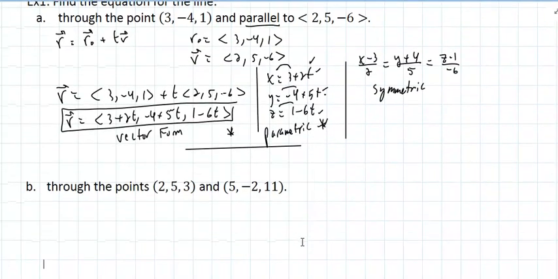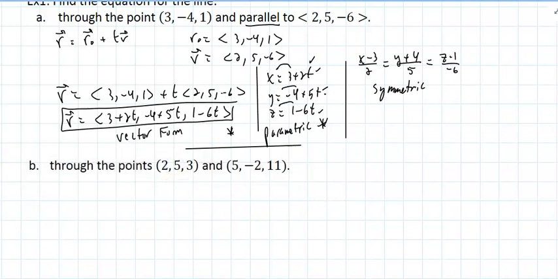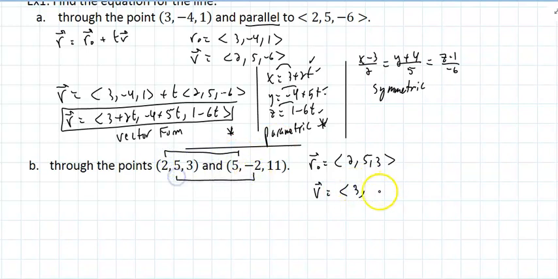And here's another problem. They give me 2 points. Well, I could take r sub 0 to be either of those. I could say let r sub 0 be, it doesn't matter which of those. Let's say 2, 5, 3, go in that order. And to find v, well, I could find v by taking end minus beginning, 5 minus 2, negative 2 minus 5, and 11 minus 3.